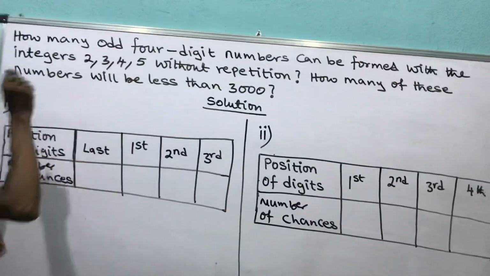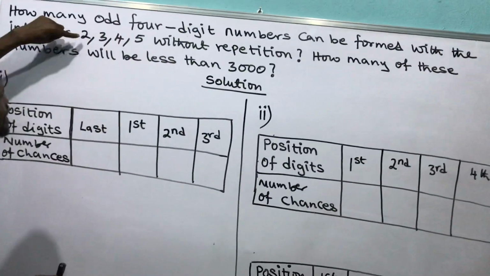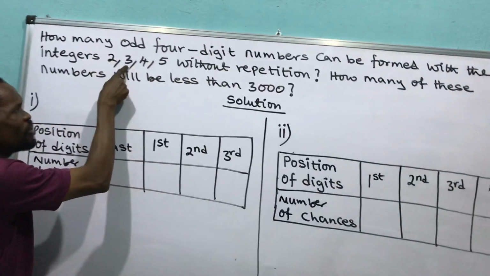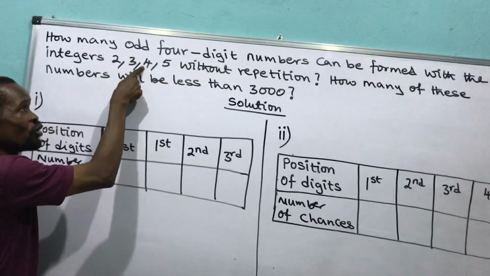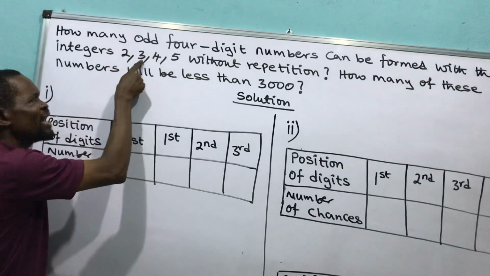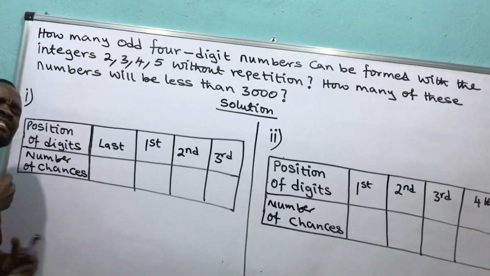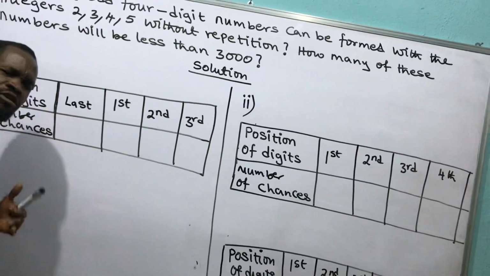Then looking at these digits, 2, 3, 4, 5, the last number must be an odd number. Check now. Is 2 an odd number? 2 is not odd. 3 is odd. 5 is odd. And 4 is not odd. So the only numbers that are odd here are 3 and 5. And these 3 and 5 will take the chances of the last number. It's them that will take the position of the last number.